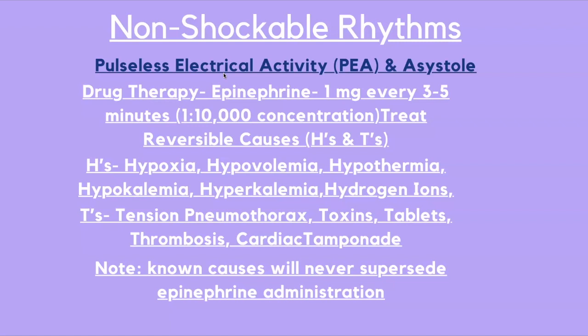And you want to treat reversible causes, the H's and T's. If you're listening to this maybe in your car, I'll read this for you. Hypoxia, hypovolemia, hypothermia, hypokalemia, hyperkalemia, hydrogen ions, and then the T's are tension pneumothorax, toxins, tablets, cardiac tamponade. Known causes of your H's and T's will never supersede epinephrine administration. So you're giving epinephrine and then you would treat reversible causes.